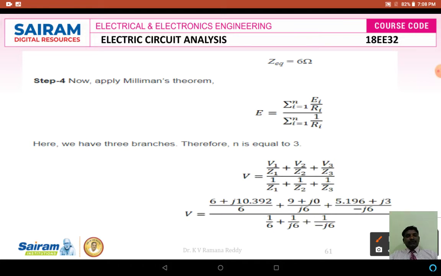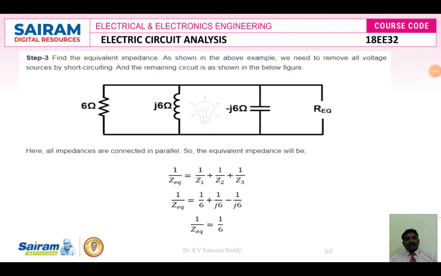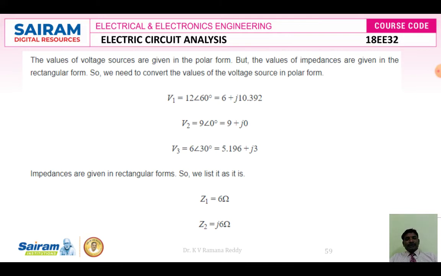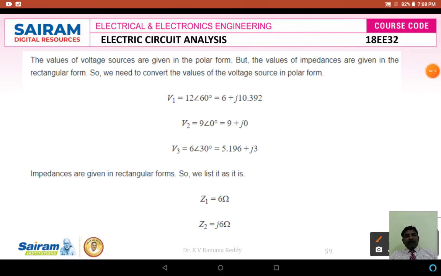If I substitute the data, V1 is 12 at an angle of 60 degrees, which is in polar form. Now I am converting that 12 at an angle of 60 degrees to rectangular form, whose value is 6 plus j10.92.